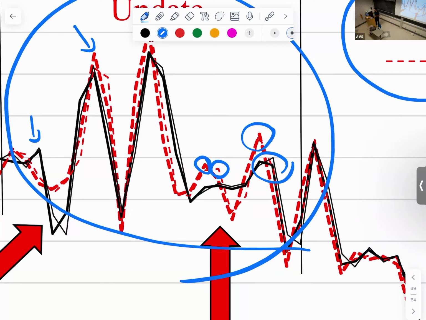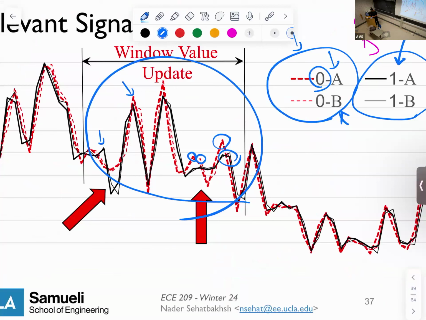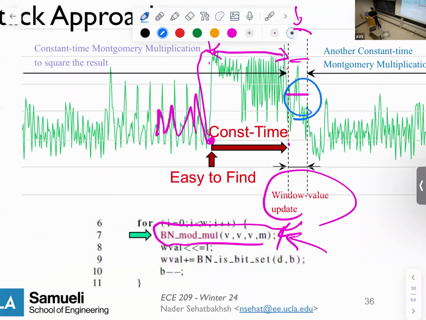Yeah. So is this signal zoomed in on that spike down? Yes. So this part is this part. Oh, okay, got it. Yeah.